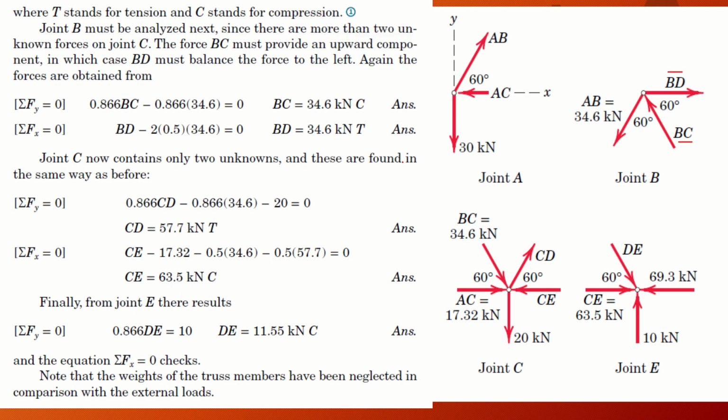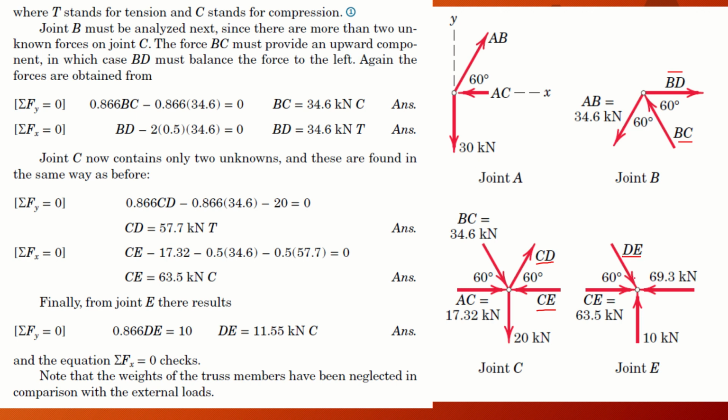Similarly, moving towards joint C after solving joint B will provide us again the same thing. We have two unknowns, that is CD and CE. Solving again, we can move to joint E afterwards, and in joint E the only unknown will be DE.